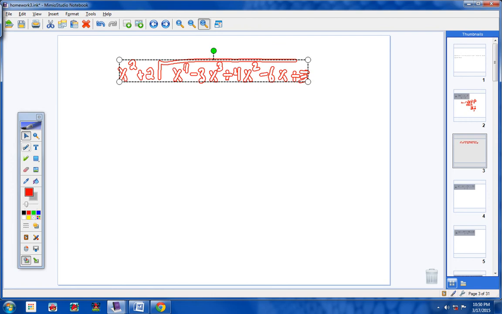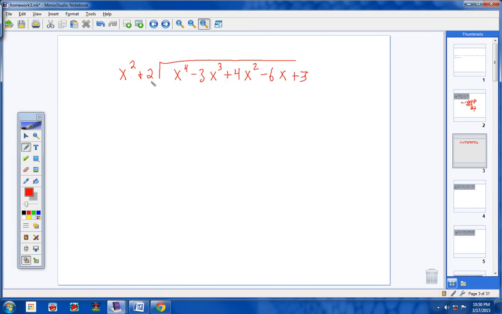And here we go. First of all, make sure this is written in standard form. It is. Make sure this is written in standard form, and it is. So divide first into first. That would be x squared. X squared times x squared is x to the 4th. X squared times 2 is 2x squared. Now be sure and put that underneath the term that it matches, okay?